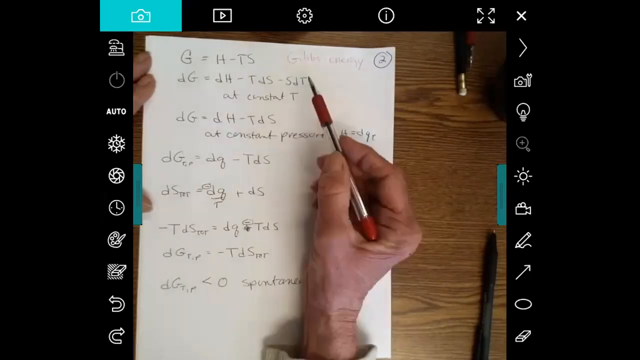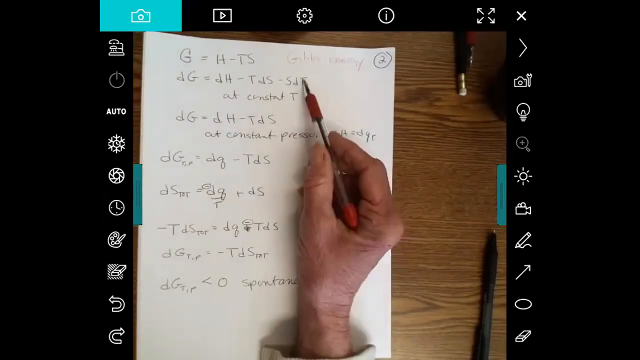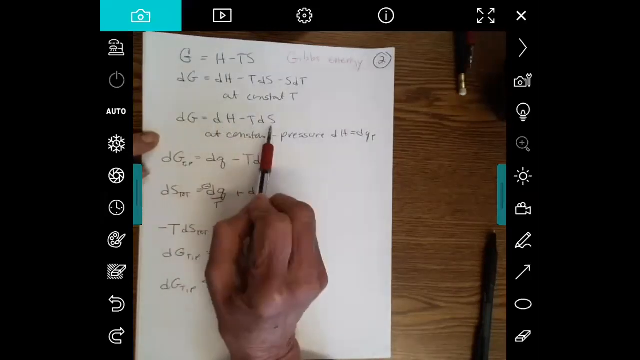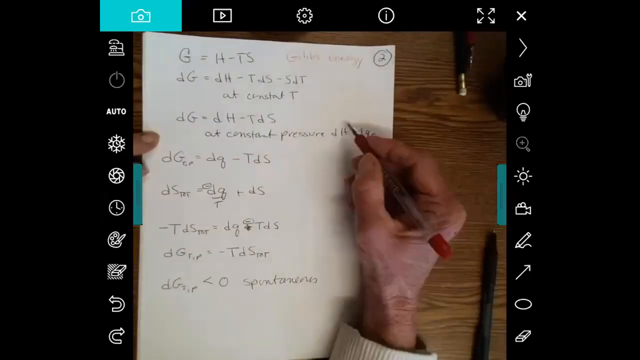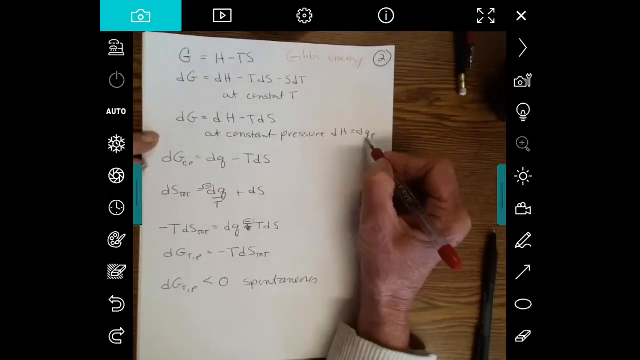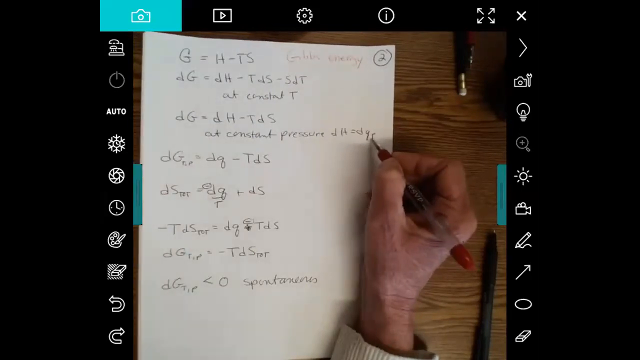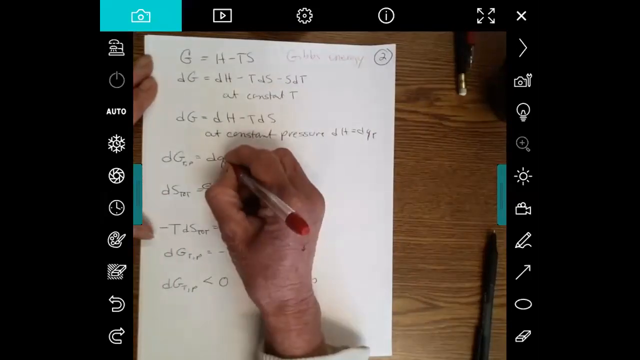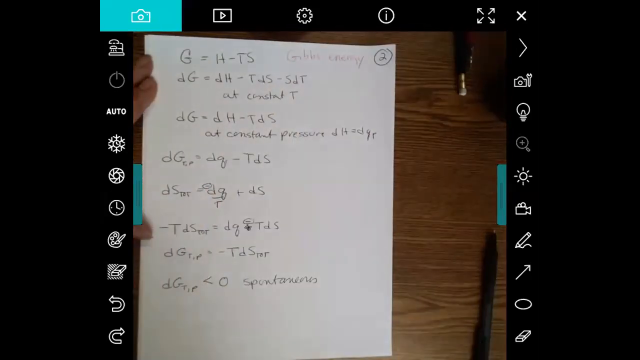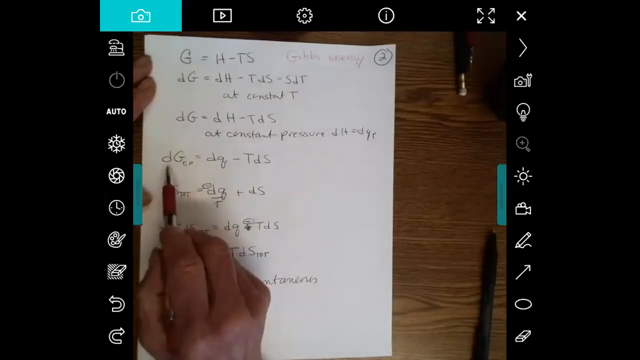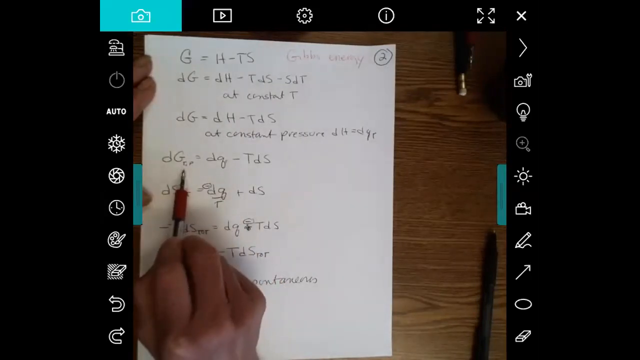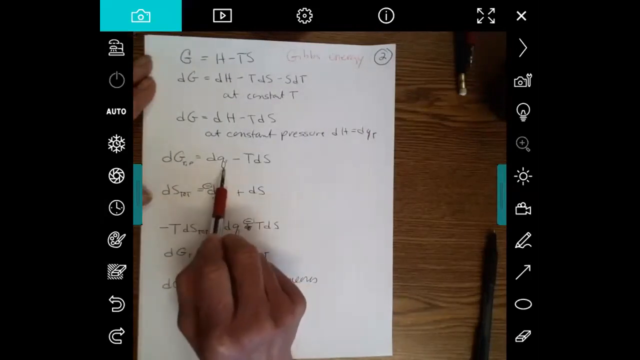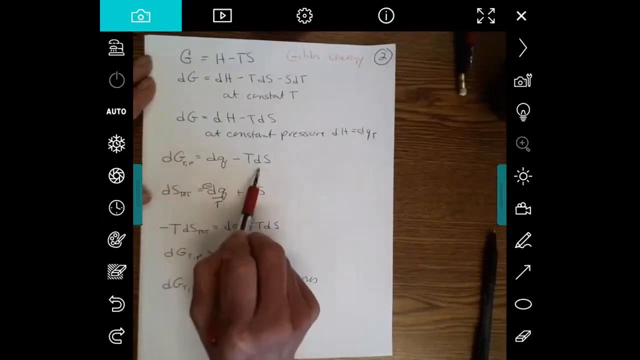Now, if we put the restriction that we're at constant temperature, that third term goes away and dG equals dH minus TdS. At constant pressure, dH equals dQp, so it equals the heat transferred at constant pressure. I'll remind us that that's only true at constant pressure. So now that says that dG, if we carry out the process at a constant temperature and pressure, is equal to dQ minus TdS.